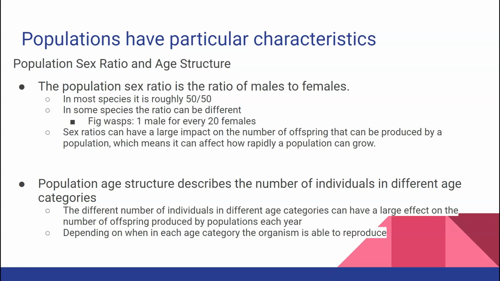When we're talking about the sex ratio, we're talking about the ratio of males to females within a population. In some species, the ratio can be different, although it's typically 50-50. Sex ratios can have a large impact on the number of offspring that can be produced by a population. When we're looking at age structure, we're looking at the number of individuals in different age categories. The different number of individuals in different age categories can have a large effect on the number of offspring produced by populations each year, depending on how many individuals are within that offspring producing stage of life.